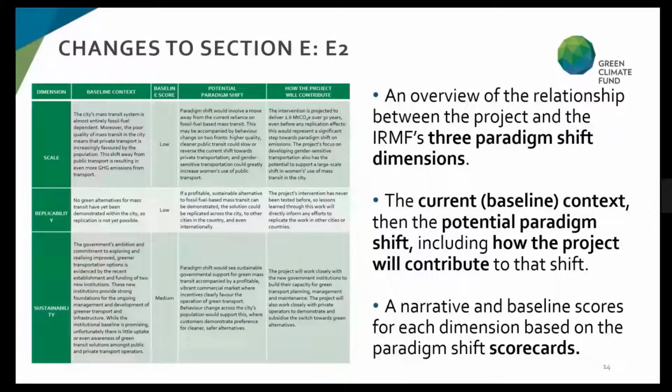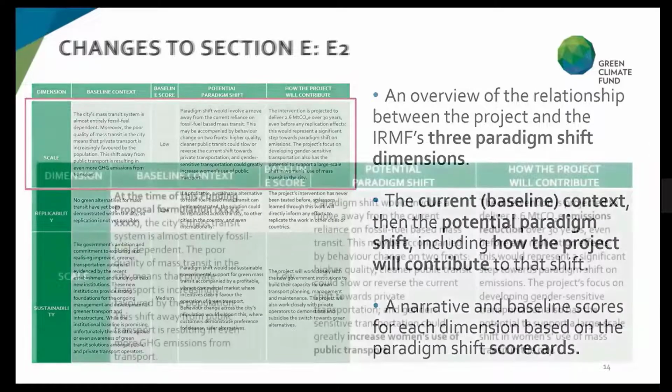Please note that the actual assessment of the paradigm shift potential will be done as part of the interim and final evaluations of each project by independent evaluators. So zooming in on our case study, let's take a closer look at the first paradigm shift dimension of scale.